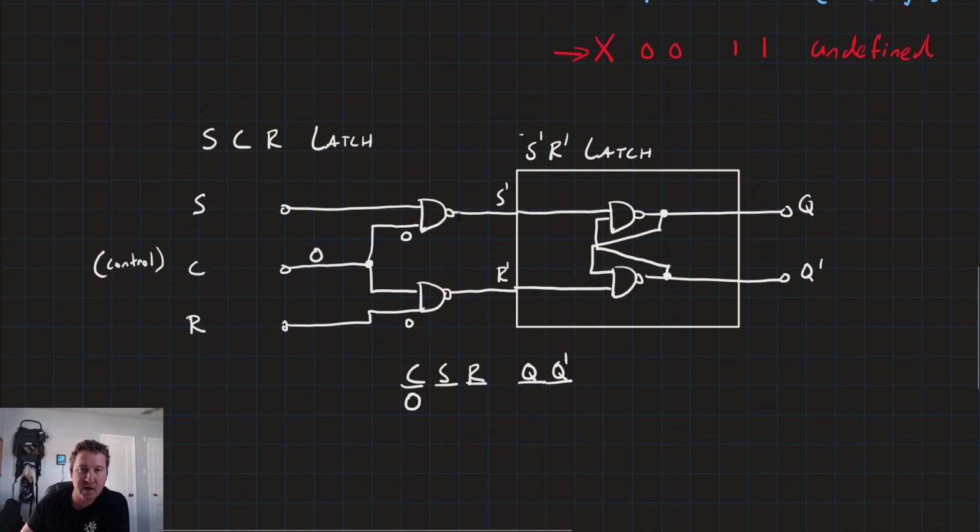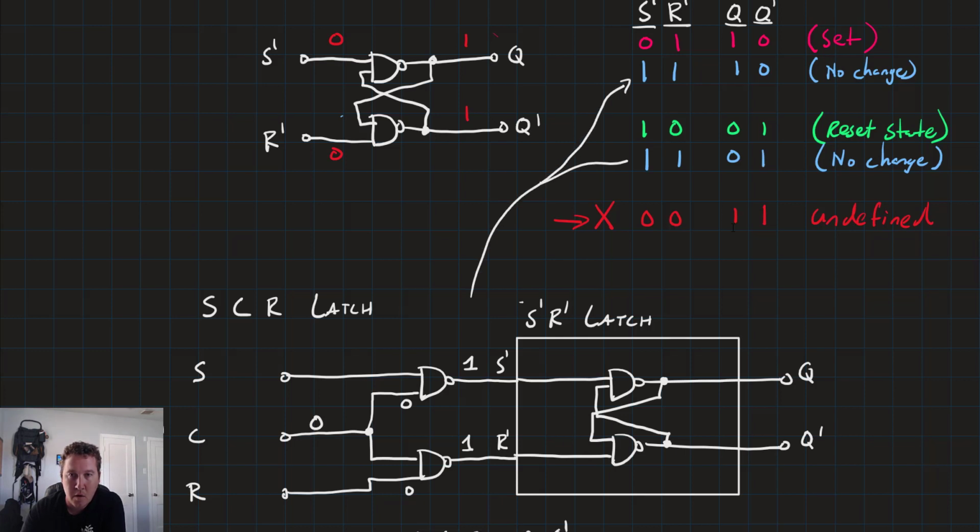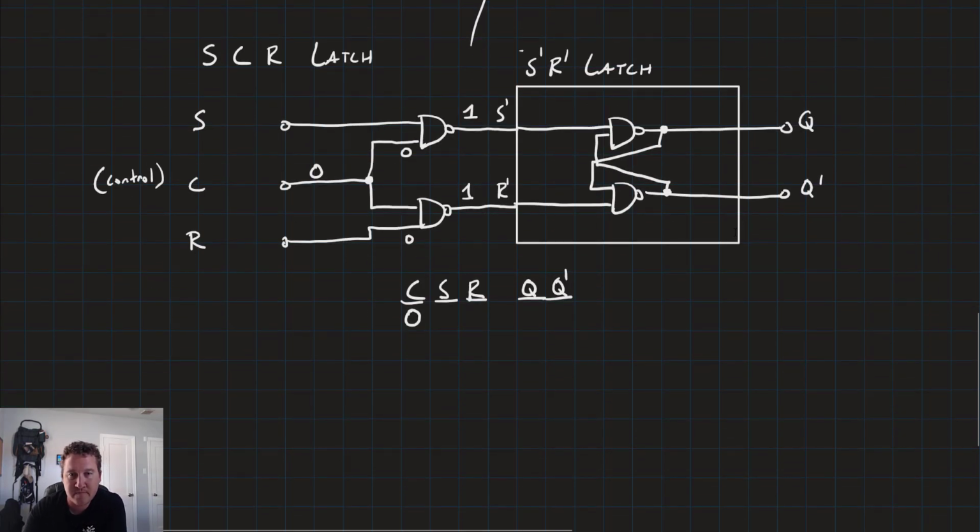So that means that we'll get 1s on the inputs to the not S, not R latch. And as we saw, 1s are the no change output for the not S, not R latch. So when we have C equals 0, it does not matter what S and R are. The result will be no change.